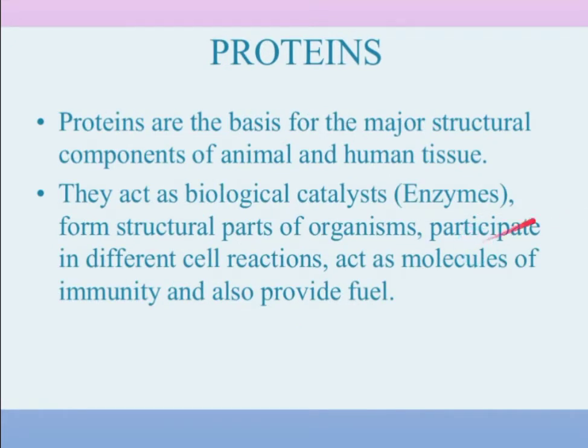Proteins are the basis for the major structural components of animal and human tissues. A good example is our muscles. So our muscles are made mainly of proteins. They also act as biological catalysts, known as enzymes. They can also form structural parts of organisms, as mentioned above, participate in different cell reactions, act as molecules for immunity, and also provide fuel. So basically, proteins have many different functions as mentioned here.